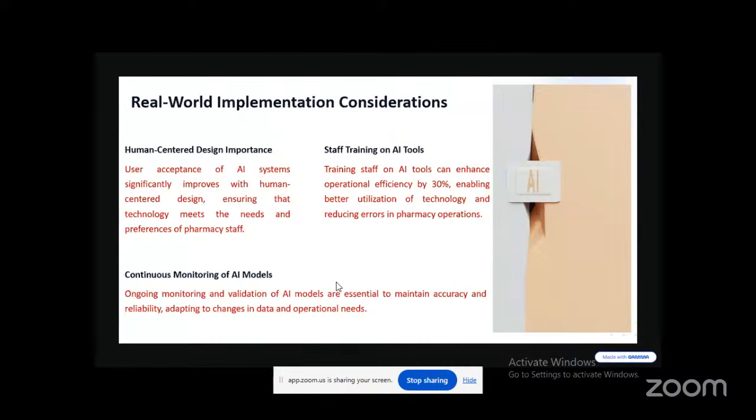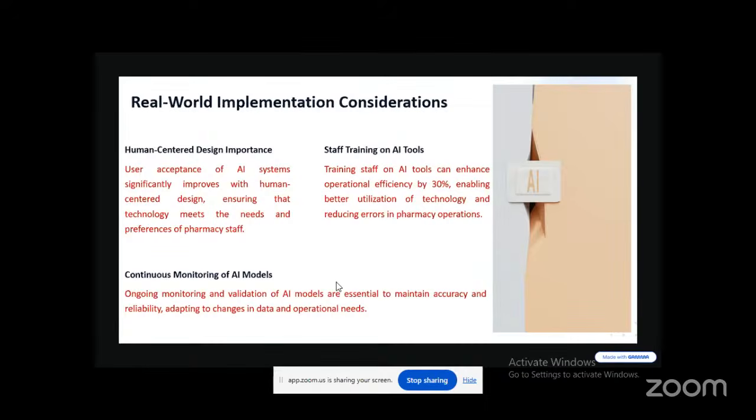Coming to the real-world implementation considerations. Human-centered design is important. User acceptance of this AI system significantly improves the human-centered approach and ensures the technology meets the needs of the patient, when it is discussed with the family and a decision is taken.